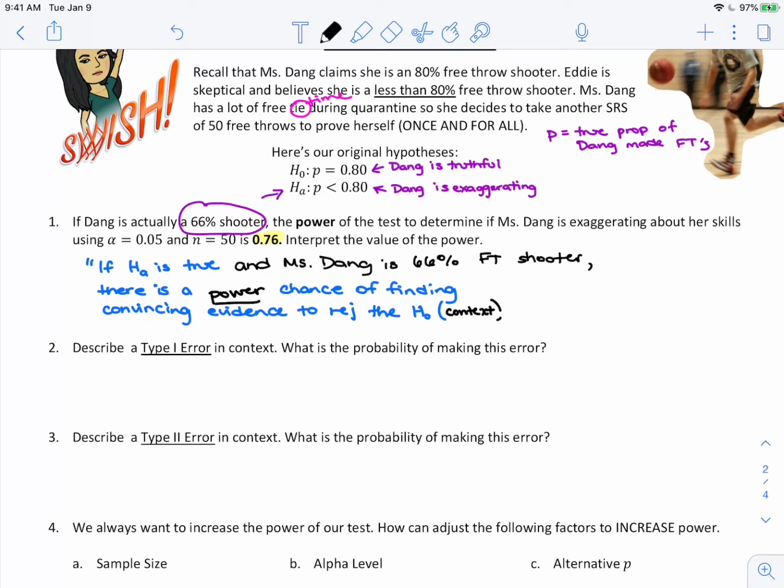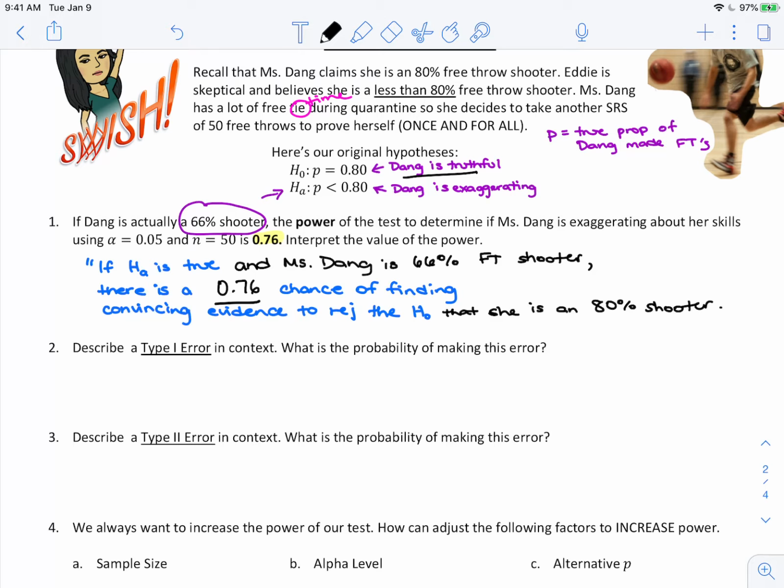Okay, well, the power I highlighted in yellow was 0.76, so I'll just put that in here. 0.76 chance of finding convincing evidence to reject the null. And I need the context of the null. Well, the null is that I'm truthful. I'm an 80% free throw shooter. I don't really mind how you put it here. If you say I am an 80% free throw shooter or I'm untruthful, I'll just say that she is an 80% shooter.